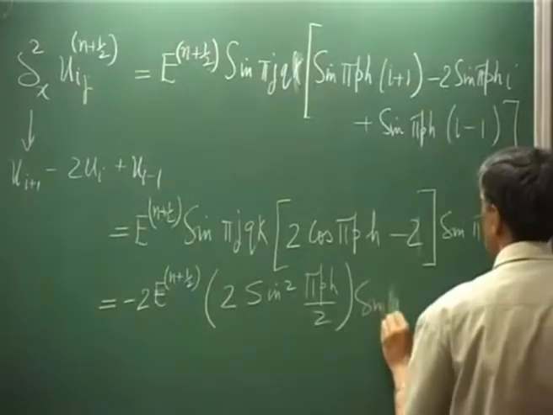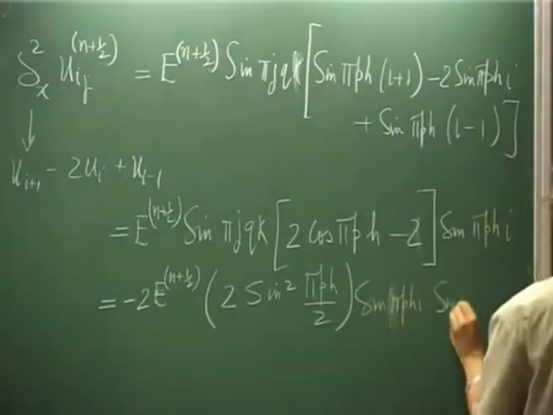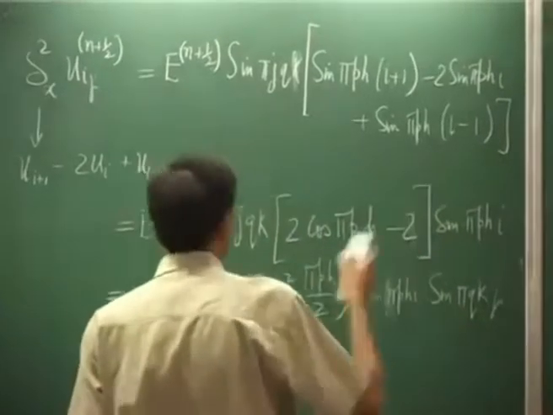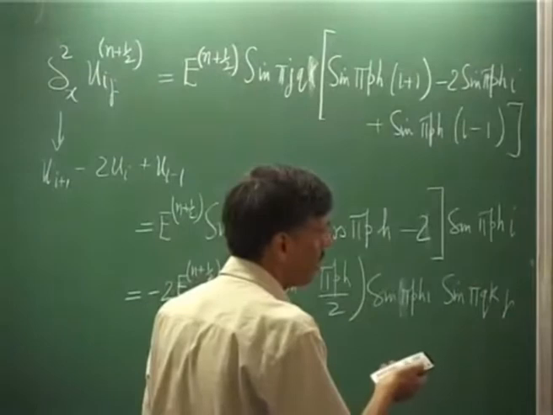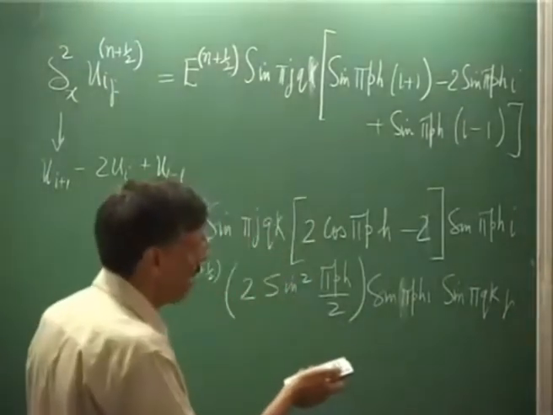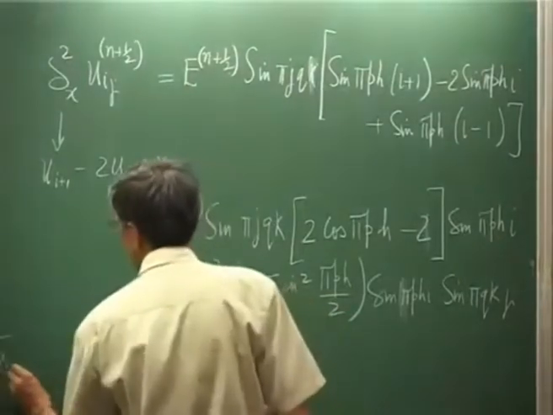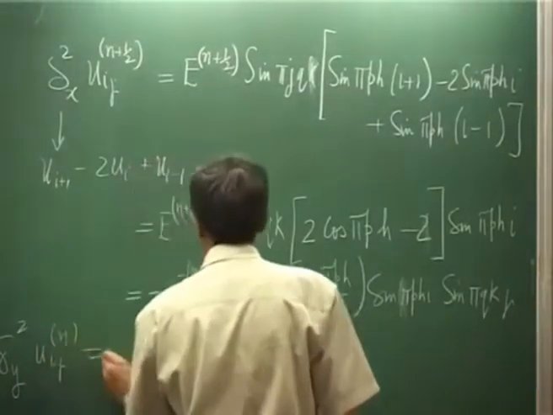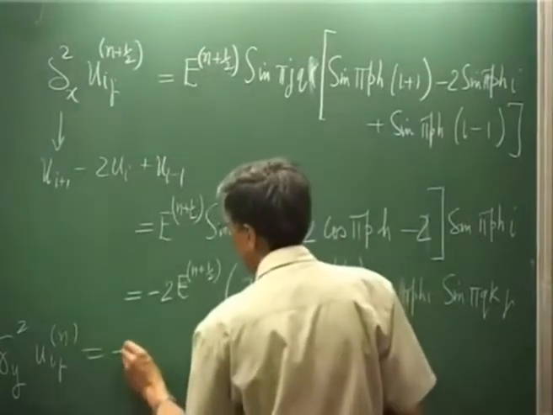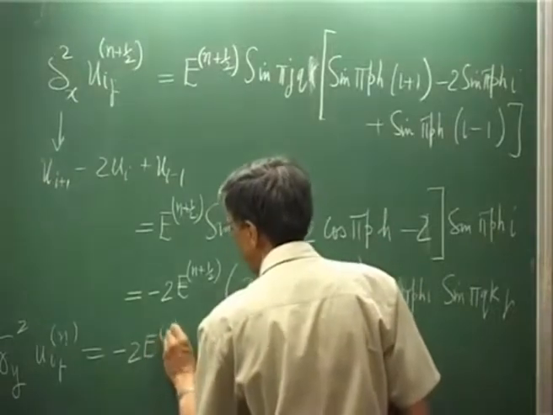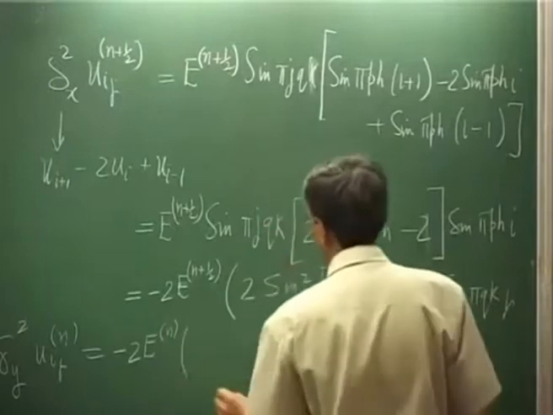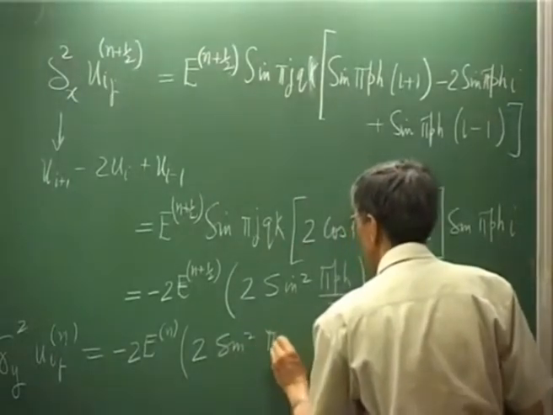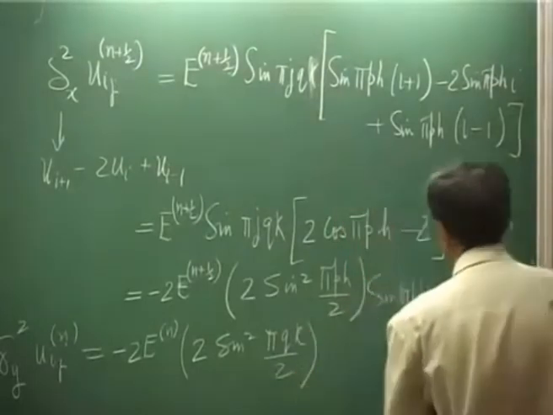Sin pi phi and sin pi q k j, and that is this operator, right? So, this is what we have written down. So, that is this expression, and the second one, you could similarly simply write del y square u and j, and that is n, will give us something similar. So, I will write it as 2 e. Now, this will be the nth step, and the y operation would give us 2 sin square pi q k by 2 and the same factor.